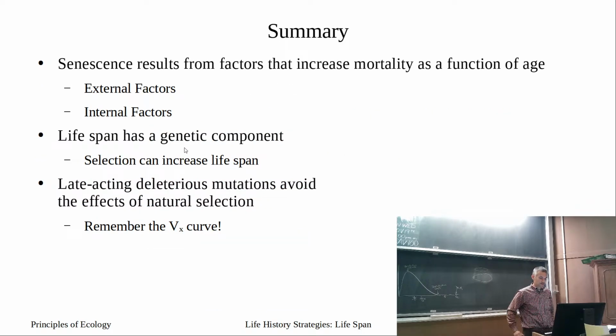All right, quick summary for our life cycles, or lifespan. Aging, senescence, is caused by a number of factors that increase mortality as we age. These are internal factors or external factors. Basically, anything that's going to cause damage to our cellular machinery or the cells themselves could generate the aging.